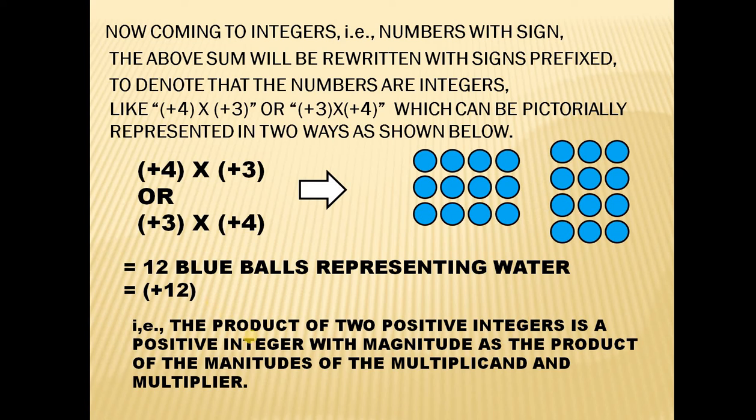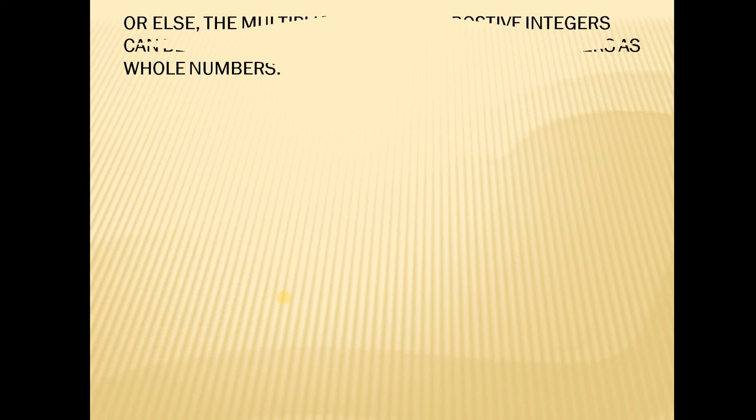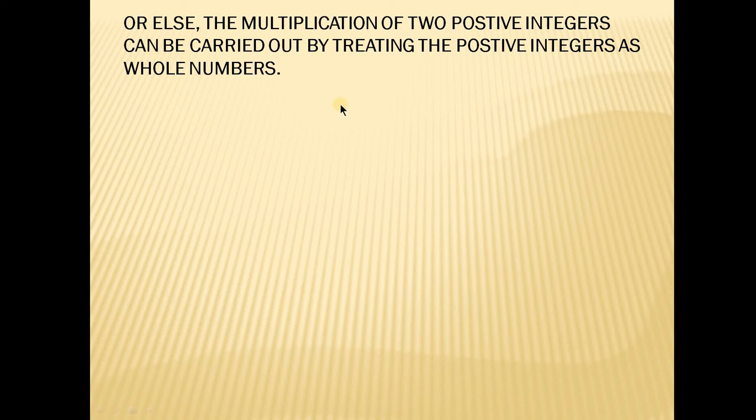Now the product of two positive integers is a positive integer with magnitude as the product of the magnitudes of the multiplicand and the multiplier. This is the multiplicand, this is the multiplier. And after multiplying, what you get is called the product. You know it, and it is now recalled. Now going to next. The multiplication of two positive integers can be carried out by treating the positive integers as whole numbers.